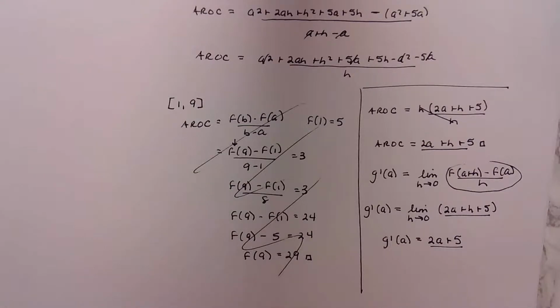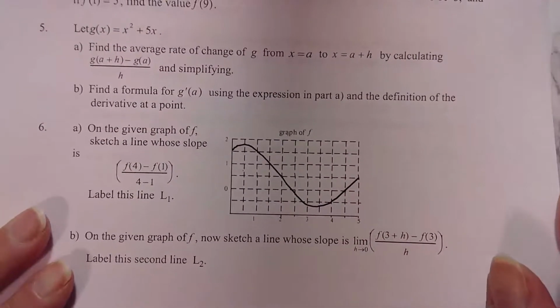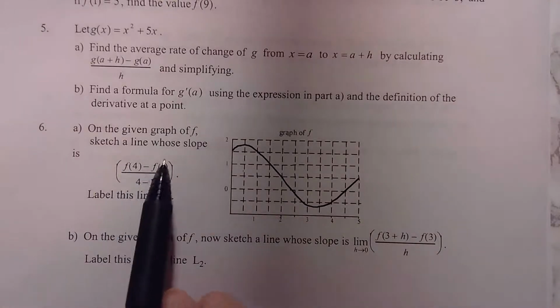That was number 5. Number 6 was a very simple problem. Some of y'all, I think, made it a little more difficult than it is. But you see, this is what I mean when I say this is a very conceptual section, because you have to apply what you know. So you look at this thing and it says, sketch the line whose slope is this.